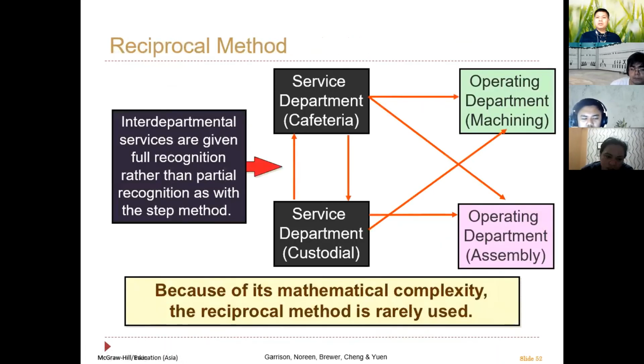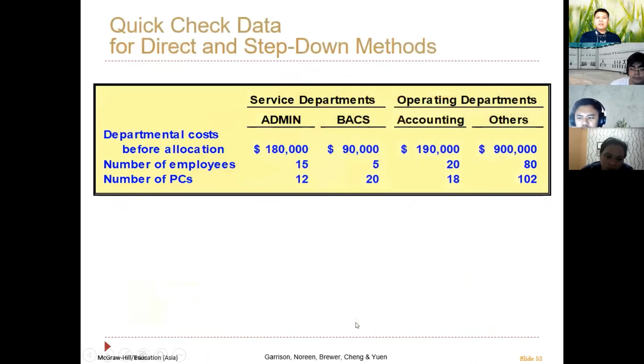This one is more complicated. Service first gives to custodial, and custodial also gives back to service. And I think it says here that because of its mathematical complexity, the reciprocal method is rarely used.